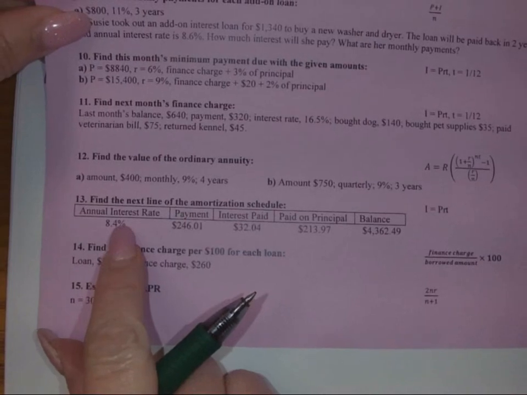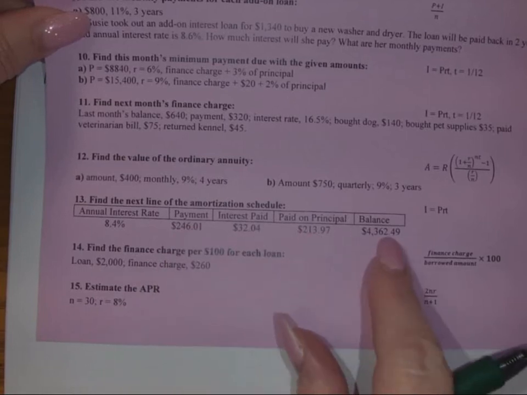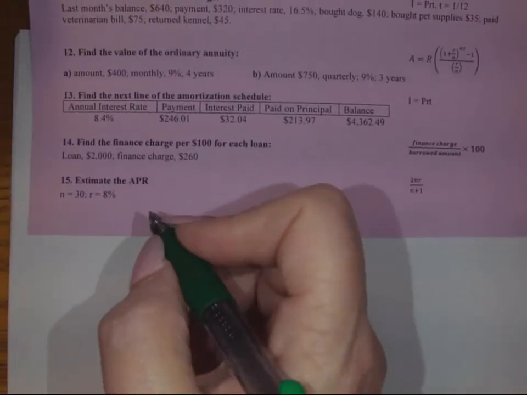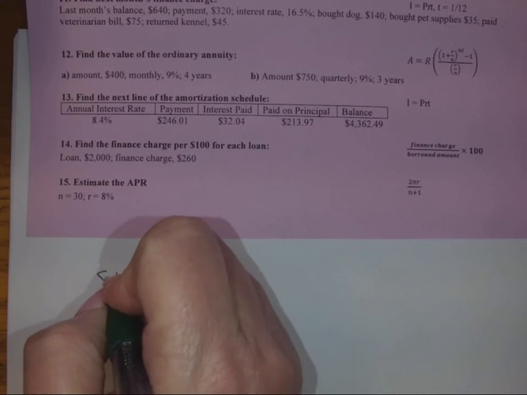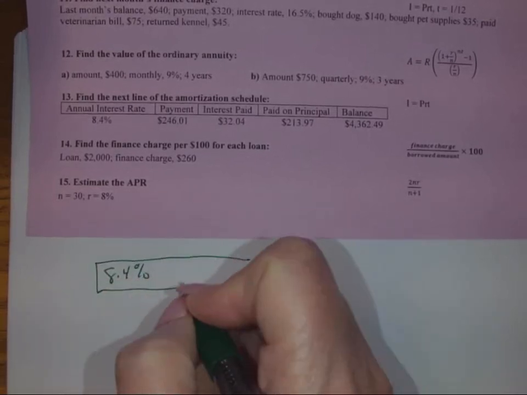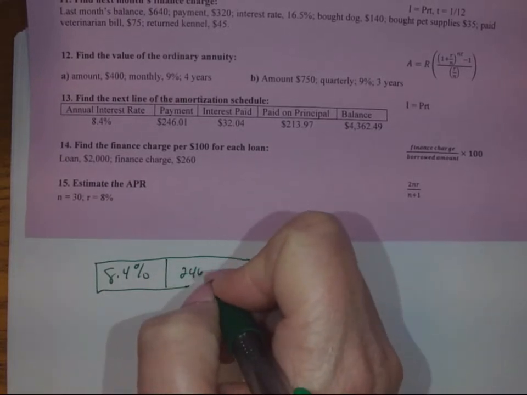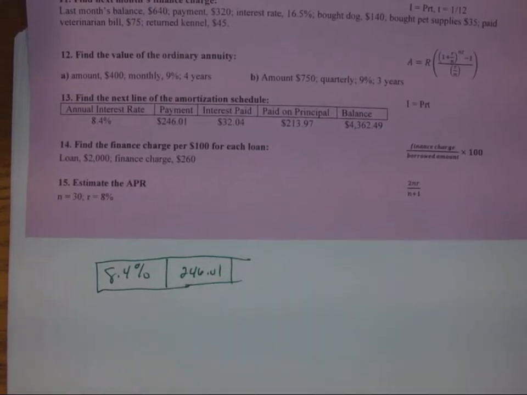So now we're looking to make that next line of the amortization schedule. The annual interest rate will stay the same. The payment will stay the same. But these three will change. So if we're looking at the first part, it'll be 8.4% still. Our payment is still $246.01. That's still the same.